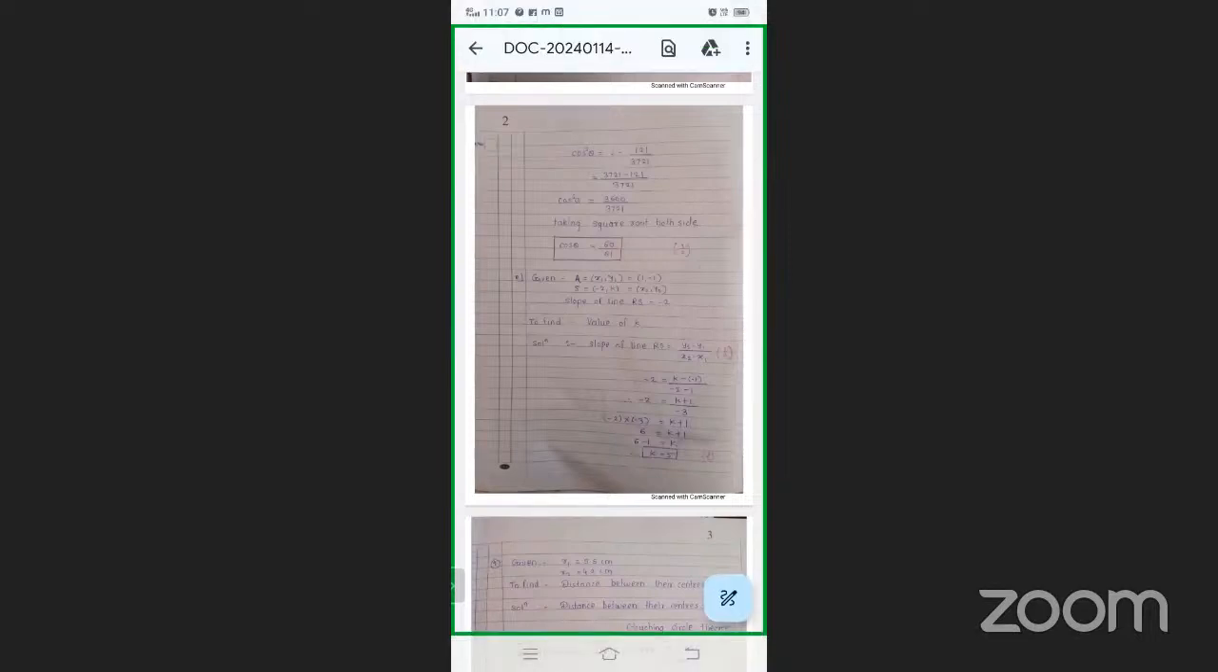So the slope of a line formula. What is the slope of the line? Focus here on the formula: the slope of line RS is equal to y2 minus y1 upon x2 minus x1, correct? So put the given values. So what are the given values?